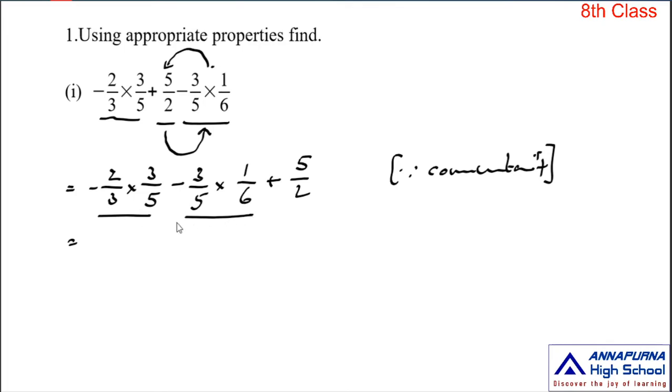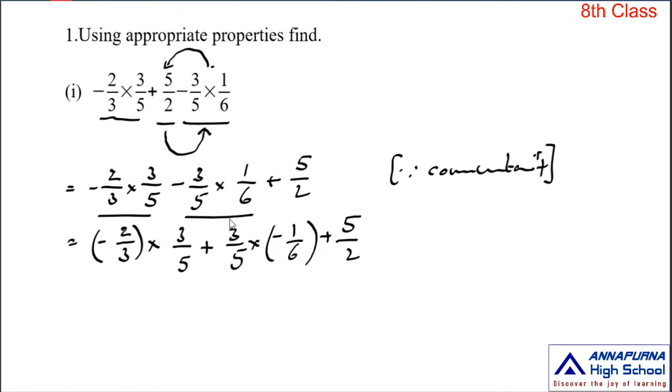Now apply the distributive property. What is the distributive property? Here we apply the distributive property of multiplication over addition. Here we do not treat this as a subtraction. We assign this minus to the second factor, minus 1 by 6. That means clearly, minus 2 by 3 is one factor into 3 by 5 is the other factor, plus 3 by 5 is one factor, and I assign this minus to the second factor of the second term, minus 1 by 6, plus 5 by 2.